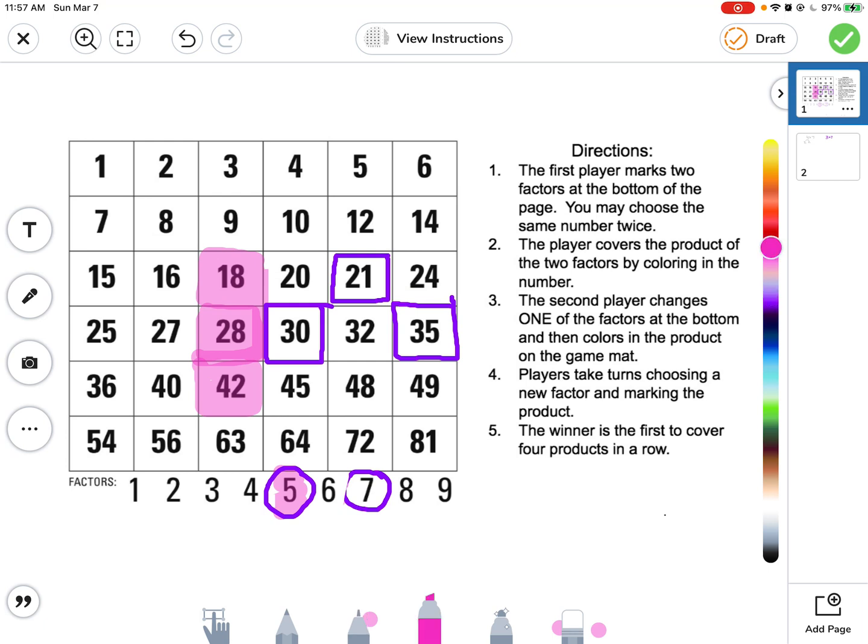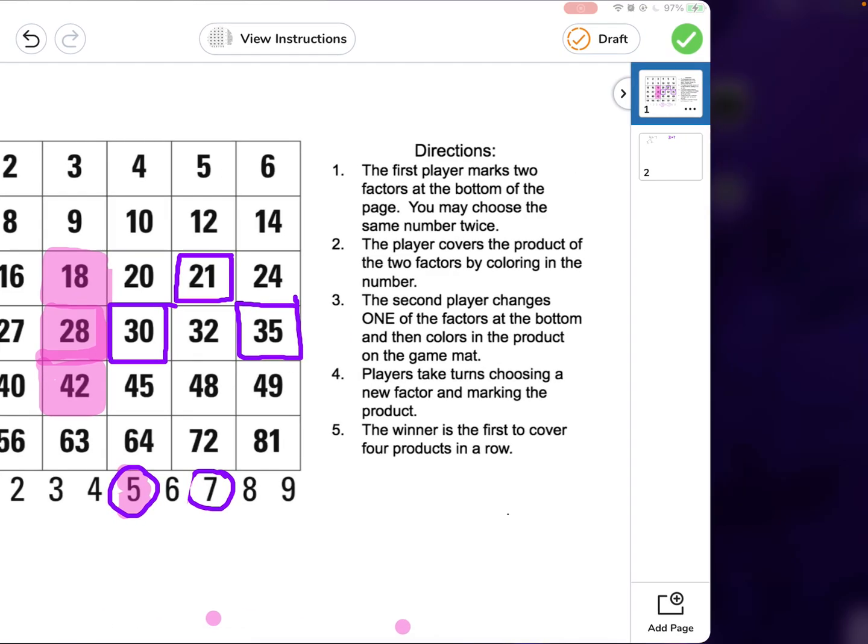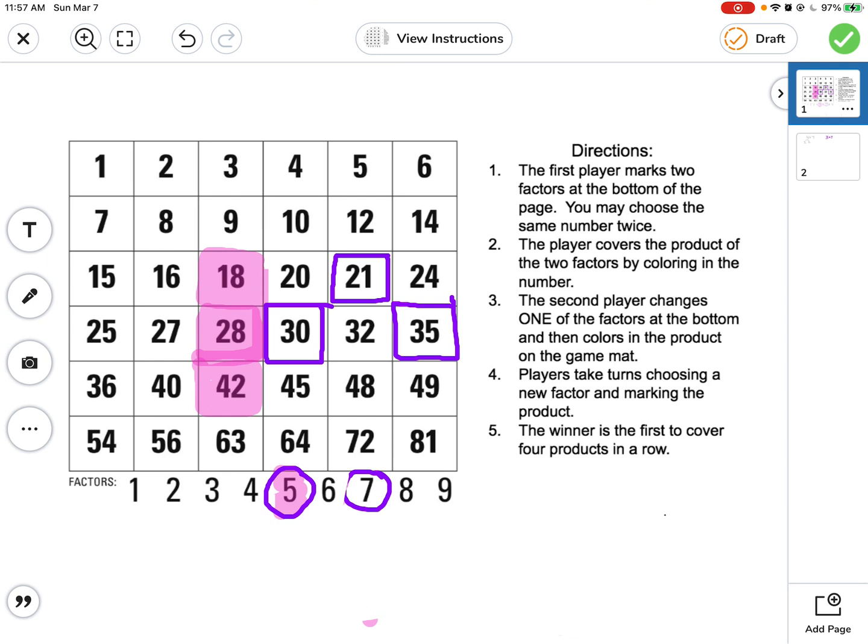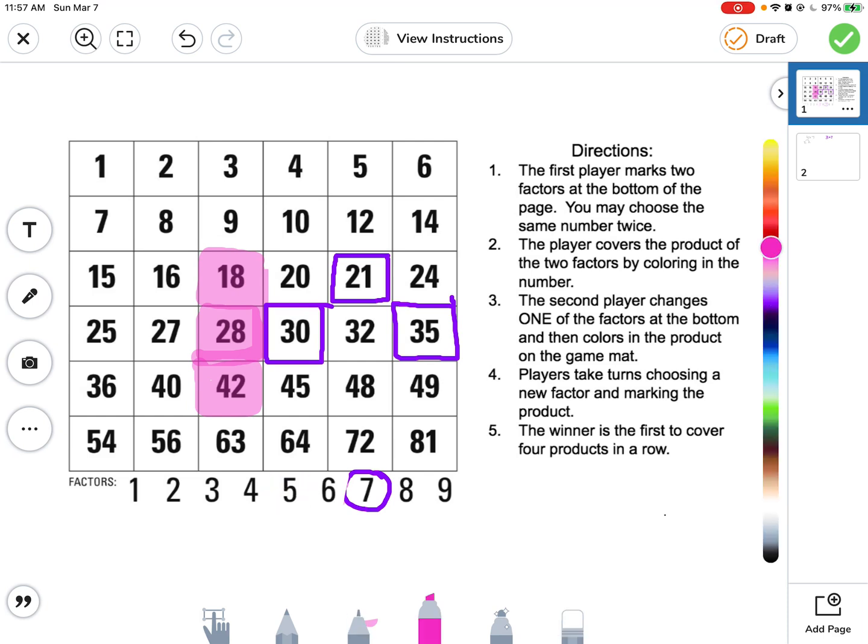Now it's my turn as the pink person. I don't know. Let's see. Oh, I know that 7 times 9 is 63. Is that right? Yep, 7 times 9 is 63. So I'm going to move that over here. And I can fill in this. And I have 4 in a row.